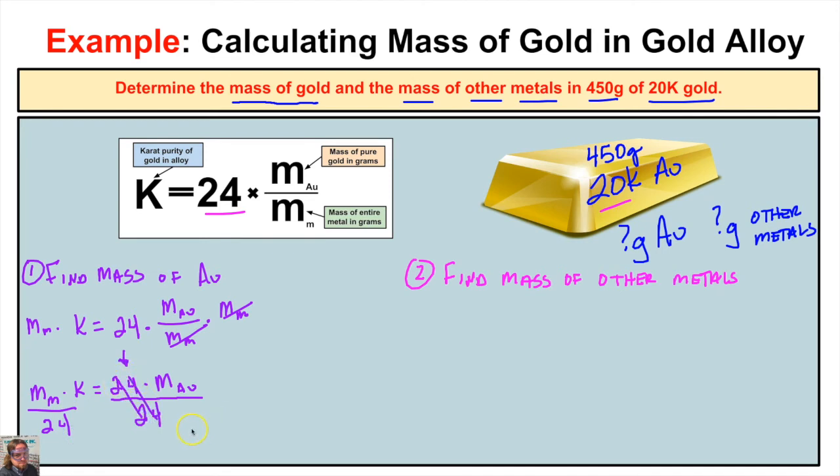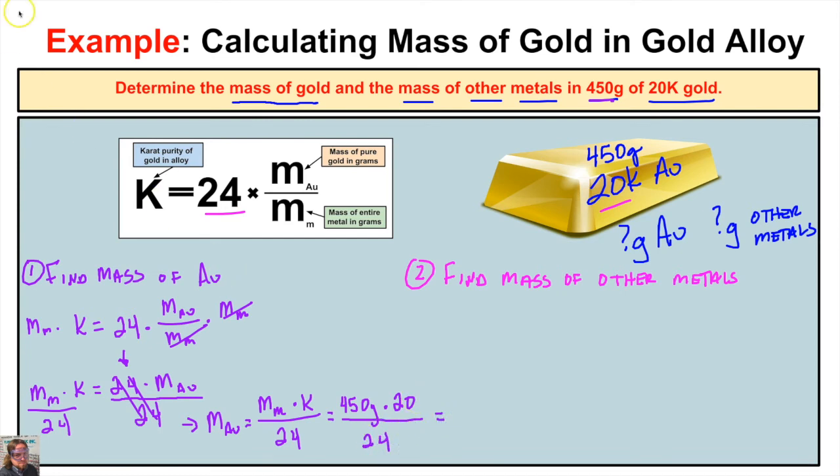24 will now cancel, and so the formula that we're going to use to figure out the mass of gold is right here. The mass of gold is going to equal the mass of the entire metal times the carat purity all over 24. And so what is the mass of the entire metal? Well, it tells you right here it's 450 grams times the carat purity. What is the carat purity? It's 20 karat gold. And we're going to divide this by 24.